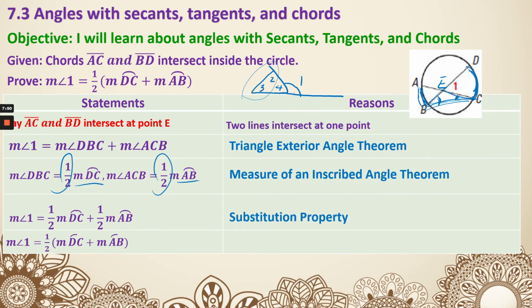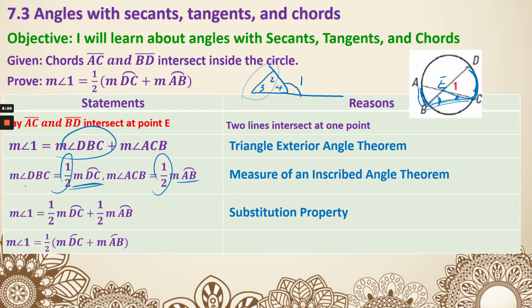After that, we can put them together. Angle DBC and angle ACB is actually the same as angle 1. So I just replace DBC with 1/2 DC. I just replace ACB with 1/2 AB. And that next step is substitution property. Last thing, I just take out the 1/2. So distribution property, I have 1/2 measurement of DC and 1/2 measurement of AB combined. That is going to give me angle 1. As for the other cases, the proof is actually very similar. We're still going to use inscribed angle and arc to form relationships.